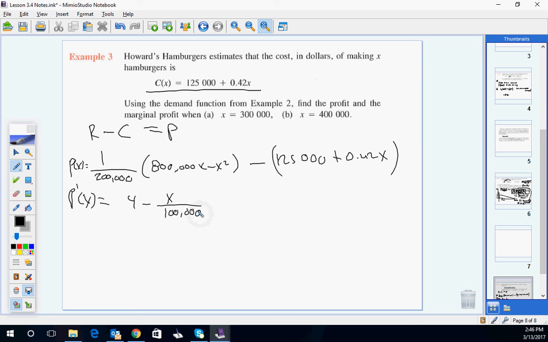And why this is helpful is because then that derivative is gone. We're going to minus the 0.42. That's all we have to minus, because the derivative of 0.42x is just 0.42. And that's where I got this. So our profit function, combine your like terms. 5/8, yep. There's your marginal profit function.